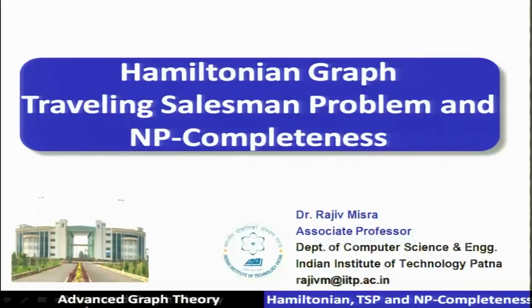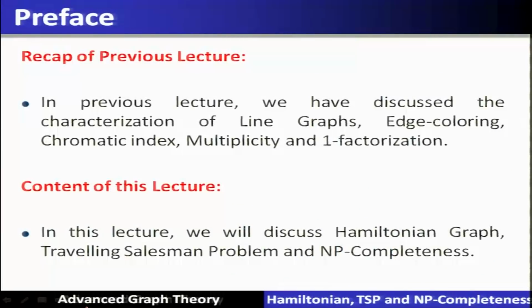Hamiltonian graph, traveling salesman problem and NP-completeness. Recap of previous lecture. We have discussed the characterization of line graphs, edge coloring, chromatic index, multiplicity and one factorization. Content of this lecture, we will discuss Hamiltonian graph, traveling salesman problem and NP-completeness.